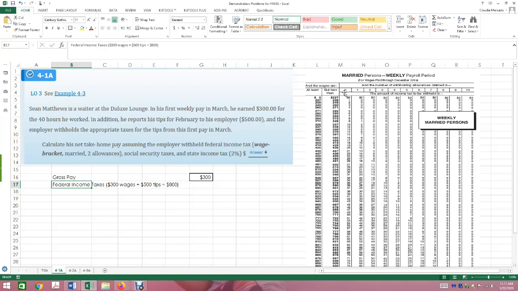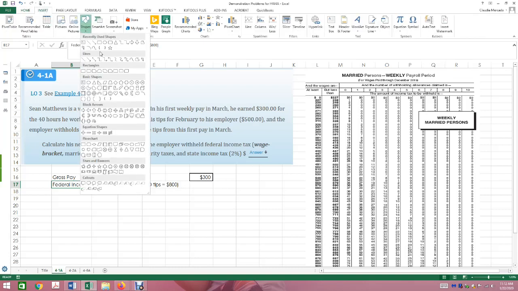This is a married individual. I have my married table here, and he gets paid weekly, so this is my weekly payroll table. I'm going to look for $800 in these first two rows. You're going to locate the amount that is taxable. The amount that is taxable is $800, $300 from wages, $500 for tips. So I'm going to look at my 800, and I located it here.